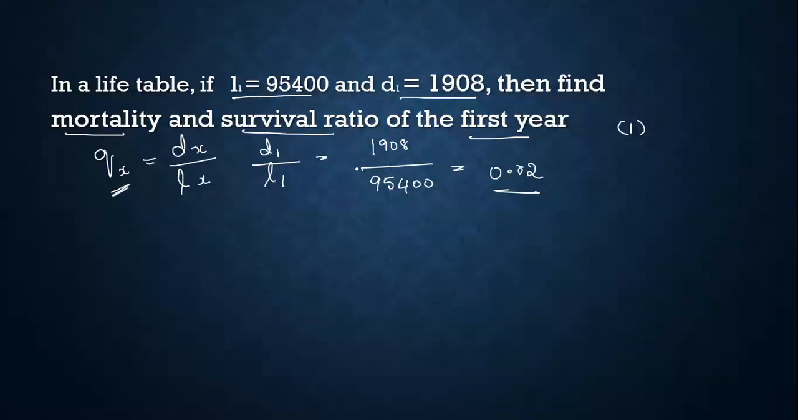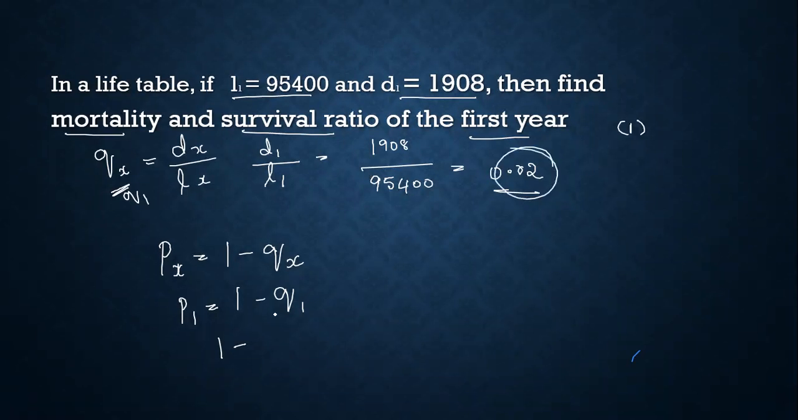Okay. And also they have asked us to calculate the survival ratio. Now how to calculate the survival ratio? When you say survival ratio, it is Px is equal to 1 minus Qx. So we have already found out the value of Qx. Here Qx means Q1. So P1 is equal to 1 minus Q1. So 1 minus, what is the value of Q1? It is 0.02. So the value of survival rate is nothing but, what is the answer?